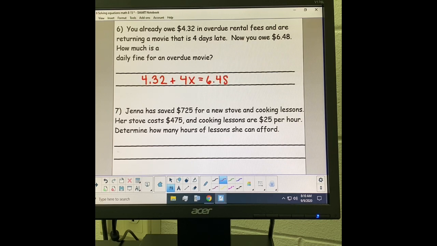For number 6, we need to know how much the fine is per day. So we're going to have these words in our answers. And then for question 7, we need to have how many hours of lessons Jenna can afford. So again, make sure you have words in your answers when you have word problems.